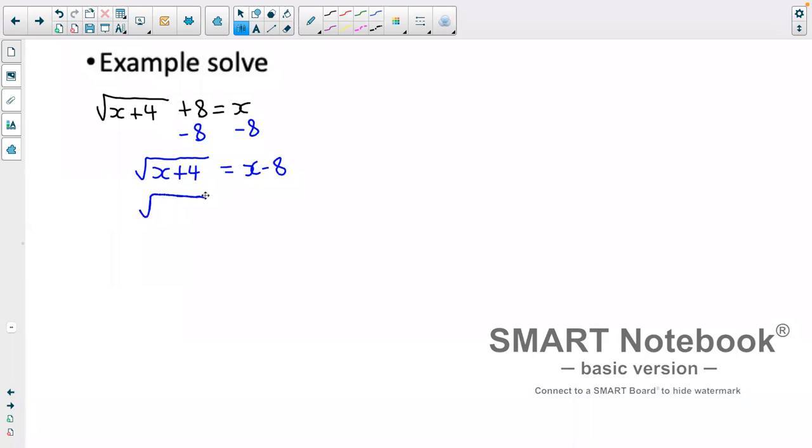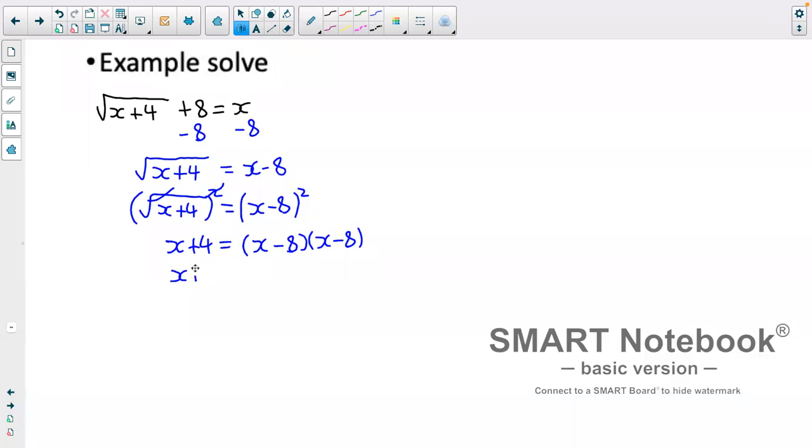At this point, to get rid of the square root, we're going to square both sides. So our square root and our square will cancel out. That gives us x plus 4 equals x minus 8 times x minus 8. We'll now want to FOIL this out. So we have x plus 4 equals x times x is x squared. X times -8 is -8x. -8 times x is -8x. -8 times -8 is 64.